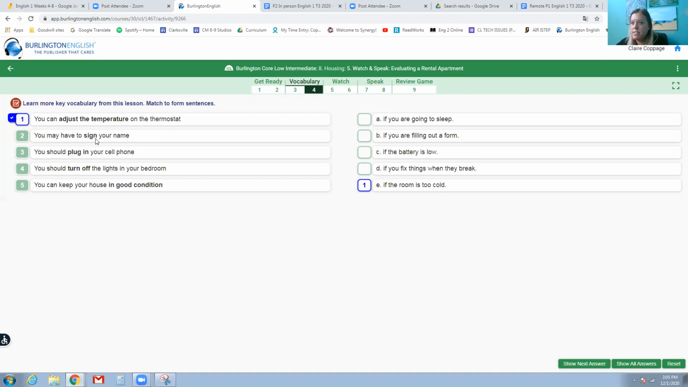Let's see what else. You may have to sign your name if you are filling out a form. Usually when we fill out forms, we sign our name, especially if we are agreeing to rent an apartment. You should plug in your cell phone if the battery is low.